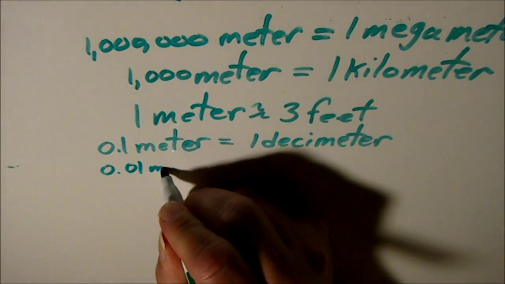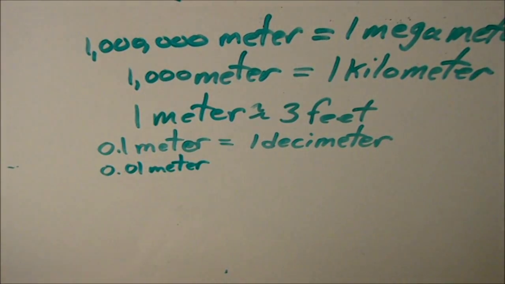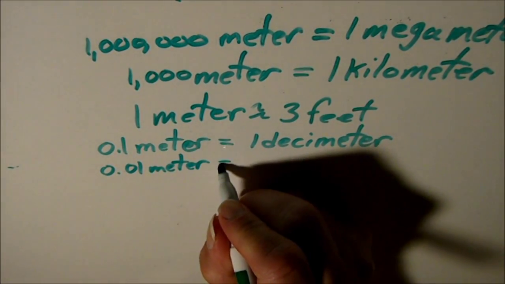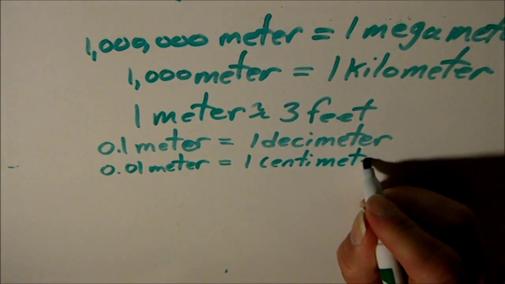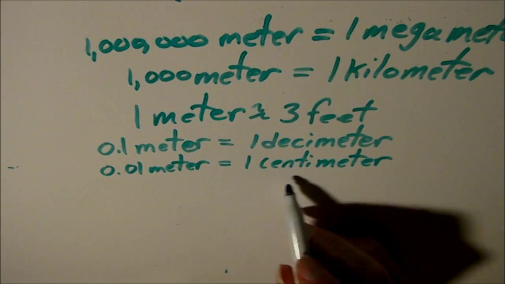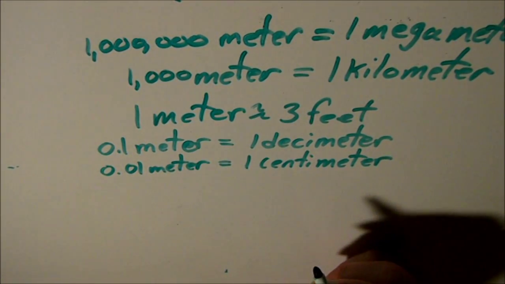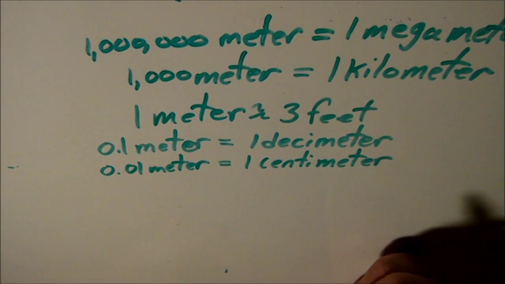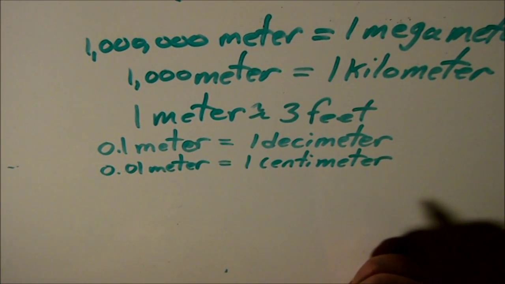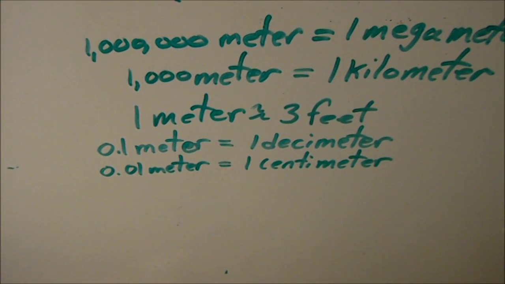If we go 10 times less than that, to 100th of a meter, that is 1 centimeter. Okay. Now, anytime you see the prefix cent, that means 100 or 100th. Okay, 1 cent is 100th of a meter. 1 cent is 100th of a dollar. Okay, century is 100 years. In this case, however, let's concentrate on the fact that it's a cent, 100th of a dollar.